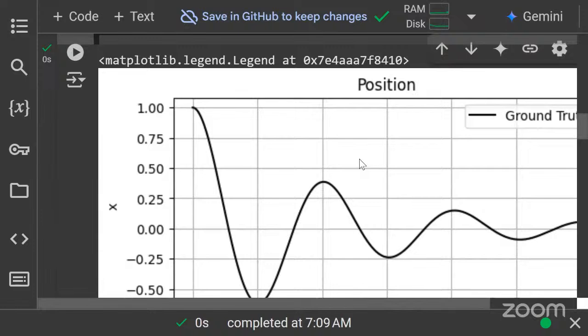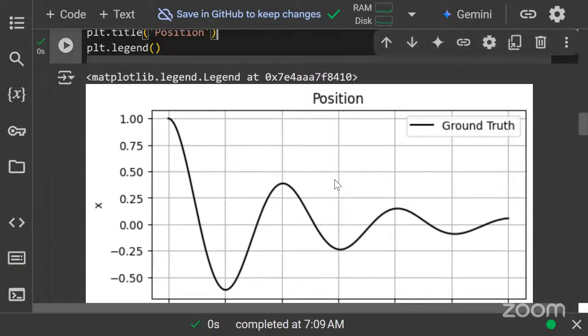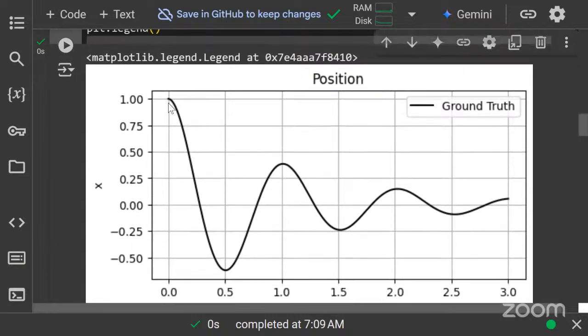Now, the rest is the code for generating the ground truth based on those parameters. So let me actually run it. There we go. So for that particular setup, this is kind of what we get. The initial displacement is 1, so that's the stretch of the spring. And then the spring goes down, up and down, up and down. But then the amplitude kind of decays.